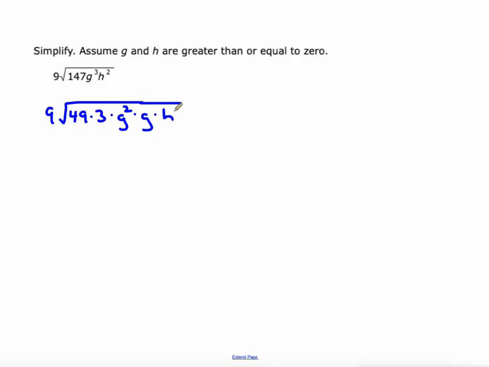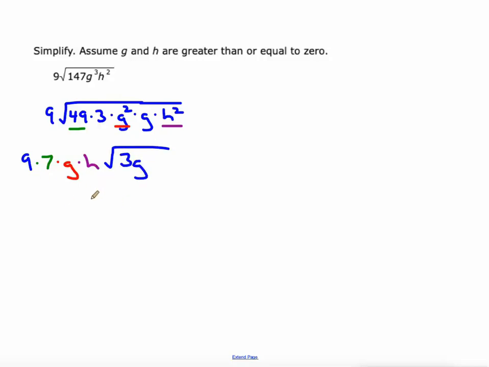And h squared is a perfect square. So here's what we get on this one. We've got the 9. We're going to do the square root of 49, which is 7. So now it's 9 times the square root of 49. 9 times 7 times the square root of g squared, which is g, times the square root of h squared, which is h. And then inside the radical, we still have that 3 and the g, so the square root of 3g.